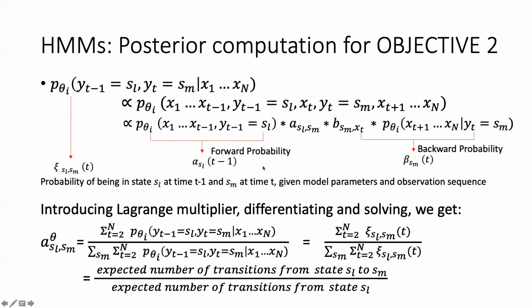we can go back and substitute this posterior in this expression, and introduce the Lagrangian multiplier, and differentiating and solving it, we get this particular estimate, which indicates the expected number of transitions from state SL to SM divided by the expected number of transitions from state SL. The solution is similar to the solution we arrived at during the supervised approach, where we have the number of transitions from state SL to SM.